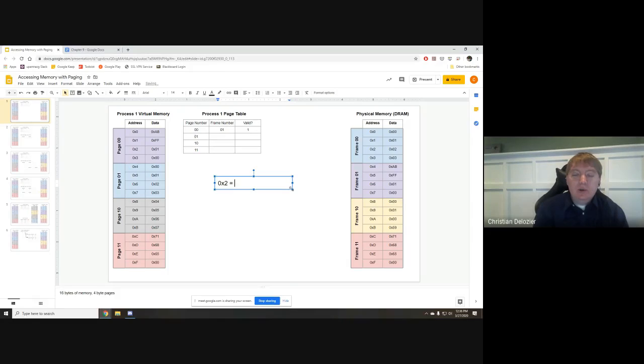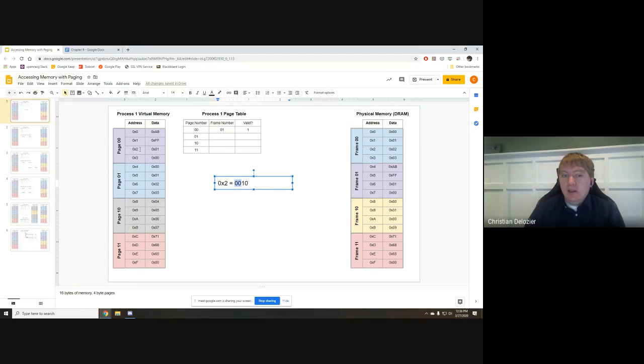0x2 is going to be 0010 in binary, right? The page number for that address is the first 2 digits of this. Because we're using 4-byte pages, each of these pages is taking 4 bytes, that means we need 2 bits for the offset. 2 to the 2 is 4, so we can represent 4 different addresses in 2 bits. That means we have 4-byte pages, so our page offset is 2 bits. Our page number is 2 bits here. So the page number we're looking at is 00.